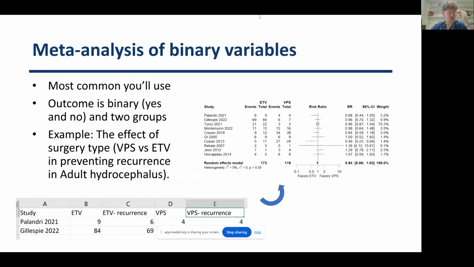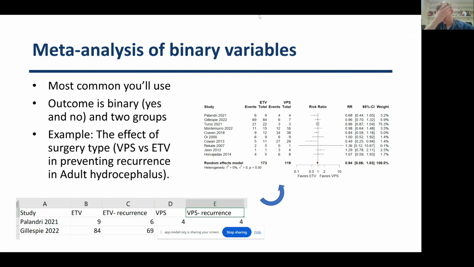The most common type is a meta-analysis of binary variables. This is the most common one you'll use. Essentially, it means you have a primary outcome that is binary. For example, a yes group and a no group. Did the primary outcome occur?